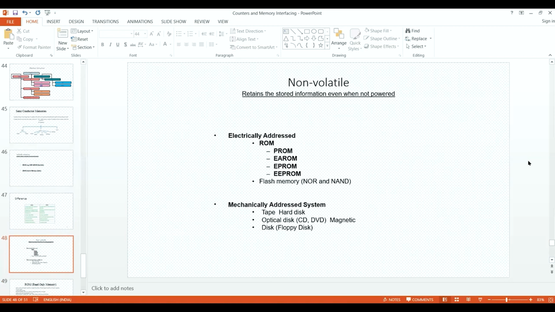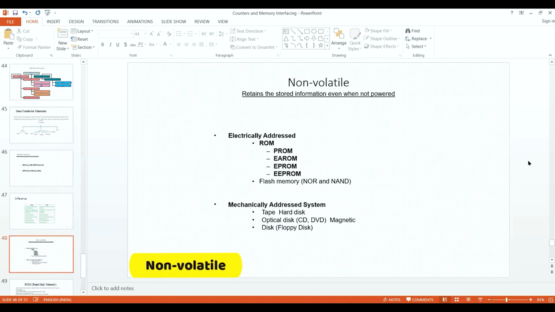Now we are talking about non-volatility and the stored information. So we know that electrically addressed ROM, electrically addressed means it can be electrically erased also. Programmable read-only memory, masked ROM can be there, EPROM can be there, the electrically erasable programmable read-only memory can be there, and the flash memory.